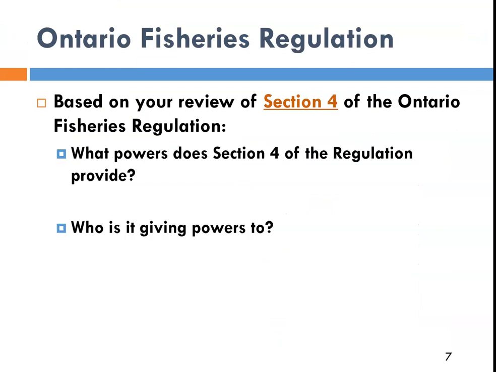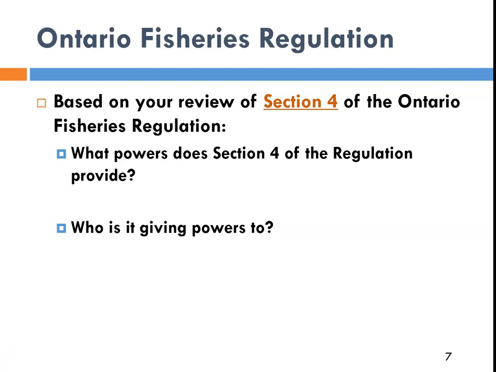So the next section that I would like you to go to is to have a look at section 4. And when you look at section 4, what I want you to notice is that this particular section is giving authority. So think back to the purposes of legislation and regulations and what we may be including in those policies. And as you have a look at section 4, I want you to keep that in the back of your mind, that this is giving authority. So my 2 questions are, what powers does section 4 of the regulation provide, and who is it giving those powers to? So again, pause the video, have a look at section 4, and then you can circle back and we can have a look at that together.